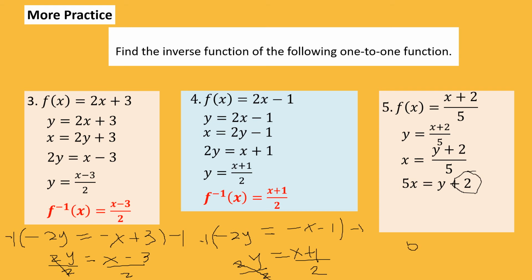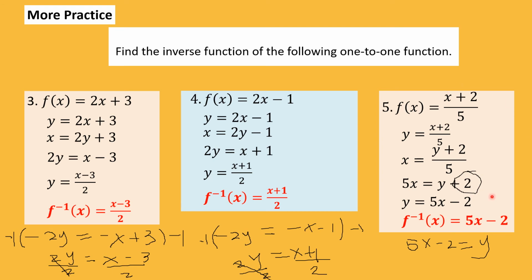So, pwedeng maging 5x minus 2 is equal to y. So, ang nilipat lang natin dyan ay yung ating positive 2. So, ayan na po yun. Inayos lang natin. Y is equal to 5x minus 2. Naka-y na po siya, kaya pwede na natin siya na ilipat sa or i-rewrite sa inverse function form. So, dating f of x magiging f raised to the negative 1 of x is equal to 5x minus 2.